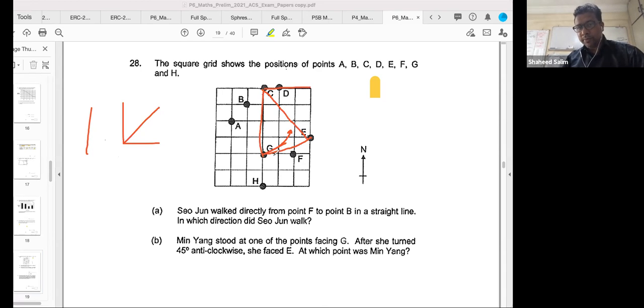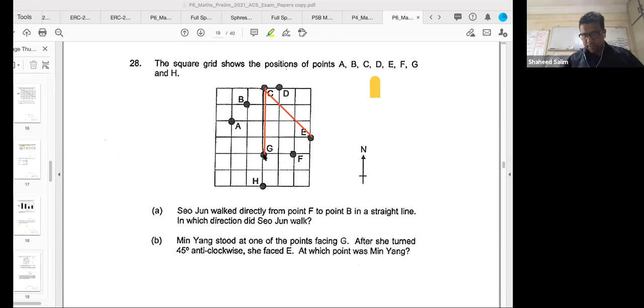This is 45 degrees. From G, move anti-clockwise, reach E. And this must make 45 degrees. And it is 45 degrees. B is not. If you don't believe, we just clear. I hope you know what I'm doing. Down here now, let's see. We take this to be it. Can you see this is not 45 degrees? But C now. You see down here, 90 degrees, half of it is 45. So that means she was at point C. Min Yang was at point C.